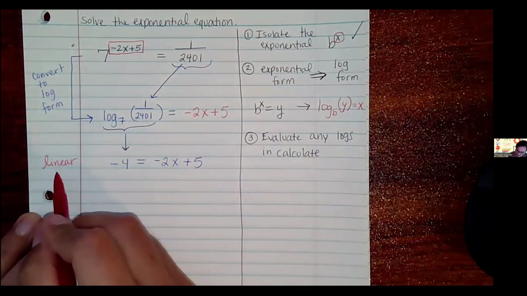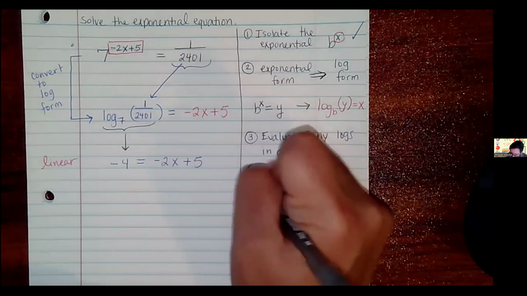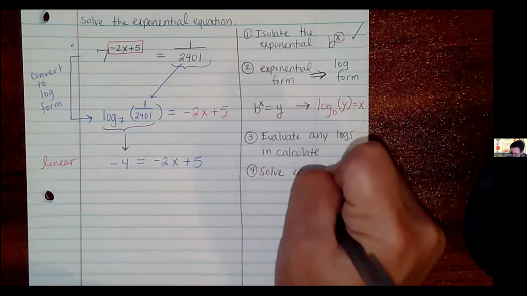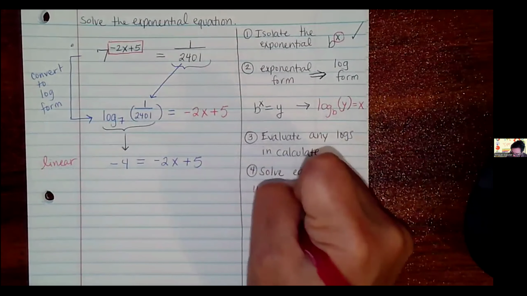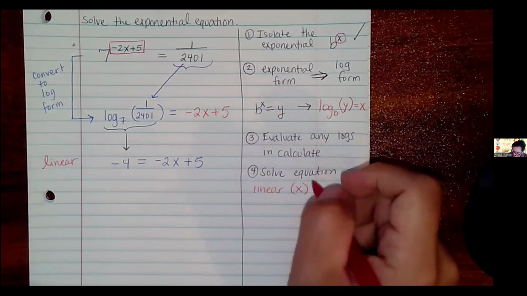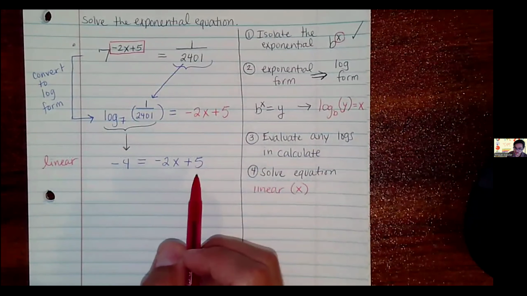And so when we're solving a linear equation, all we need to do is get the x by itself. So this next step is just going to be to solve whatever equation we end up with. In this case, it's going to be linear because we have just an x. And so we want to get that x by itself. So I need to do a little bit of work to get the x by itself.